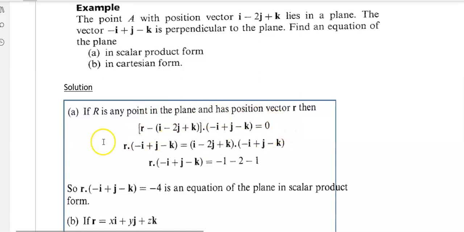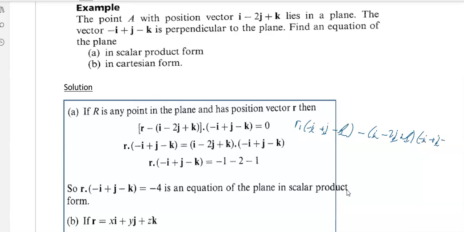So when you do that out, you're just going to have your r dot this thing, and on the other side you're going to have this. So really I could add in another wee line here. If I do that out, I'm going to have my r dot minus i plus j minus k, and then minus (i minus 2j plus k) dot (minus i plus j minus k), and that equals 0. And then they've just brought this bit across to the other side.